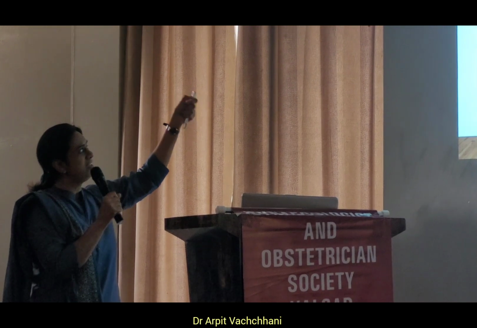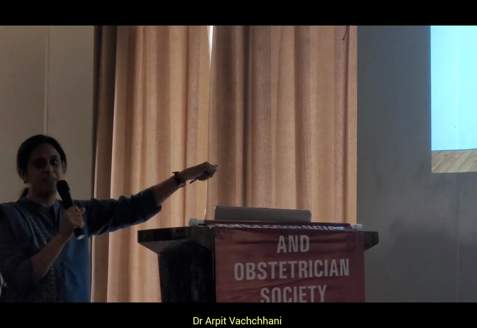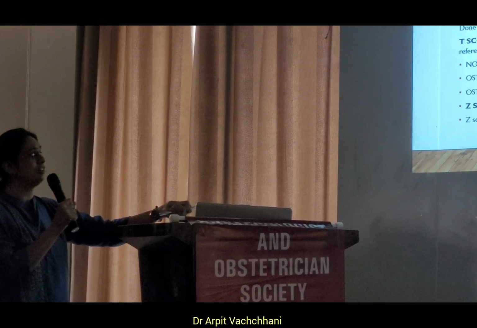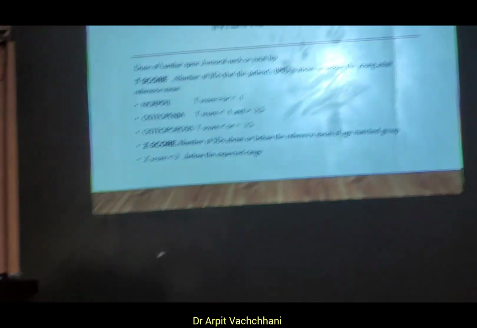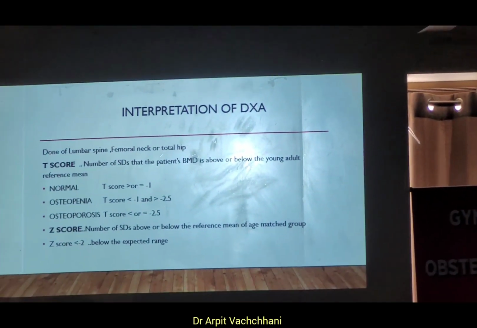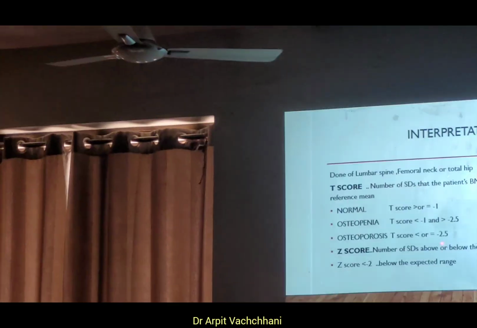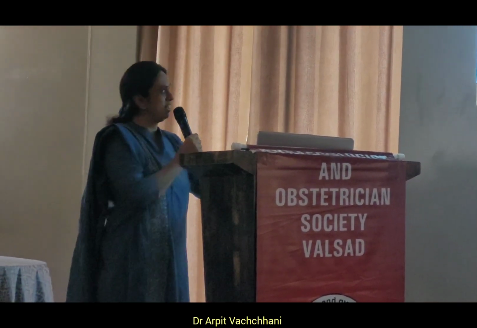Now Z-score is the number of standard deviations above or below the reference mean of the age-matched group. In the T-score we were taking young adult as the reference. In this we are taking a person of the same age. What will this help us with? This will help us in finding the causes of secondary osteoporosis. So it is not age related, but it is due to some secondary causes. So if you are suspecting a secondary osteoporosis, you have to look at the Z-scores. Z-scores less than -2 are said to be below the expected range.